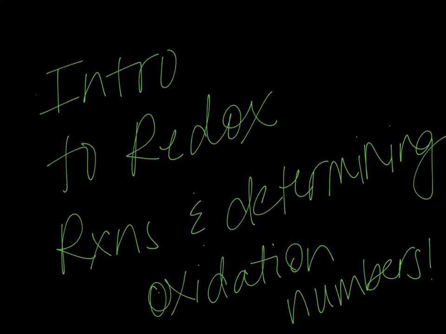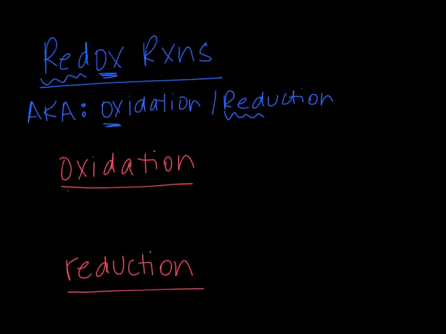Hey, this video is over Introduction to Redox Reactions and Determining Oxidation Numbers. A redox reaction is also called an oxidation-reduction reaction. It's just shorter to say redox, so the red part comes from reduction and the ox part comes from oxidation. And so it's redox reaction.